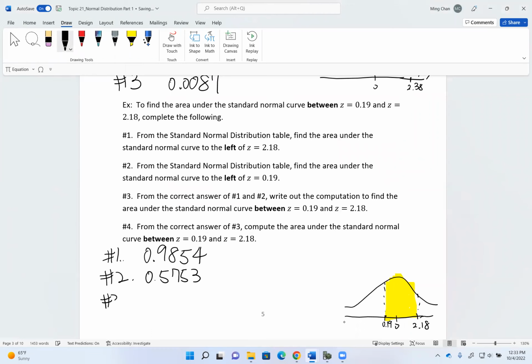All right, number 3. For the correct answer 1 and 2, write out the computation. So the computation will be take the area to the left of the bigger z minus the area to the left of the smaller z-score. So 0.9854 minus 0.5753. So if you put that in the calculator, number 4, your answer should be 0.4104.